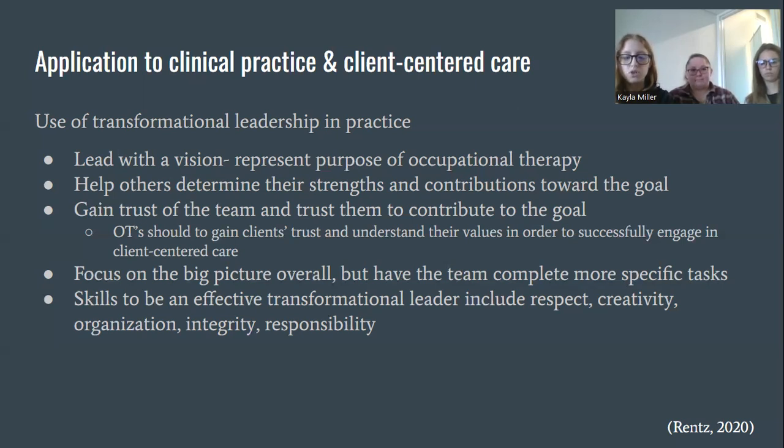And overall, the skills of transformational leadership include respect, creativity, organization, integrity, and responsibility, which are all skills needed to successfully engage in client-centered care and OT practice. OTs need to respect client wishes, for example, their values for therapy, and also be creative in the ways they incorporate clients' values into their sessions, and also take responsibility to advocate for their clients' goals.